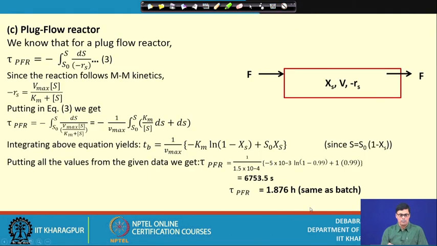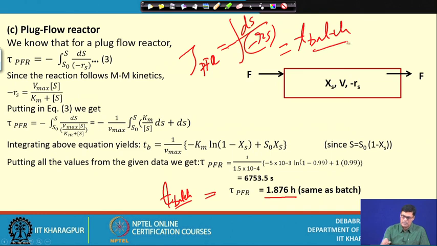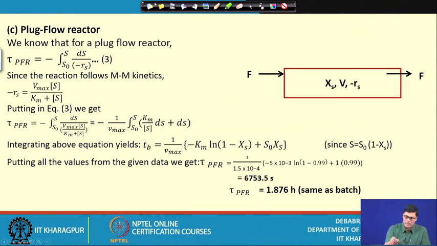Now, let us see the case of the plug flow reactor. For the plug flow reactor, we can similarly find the same. This tau plug flow reactor will be the same as T batch, because we know that their expressions are the same. What is the expression we have? Minus dS by minus rS, am I right? This is equal to T batch. So for the same 99% conversion, the time requirement will be the same.